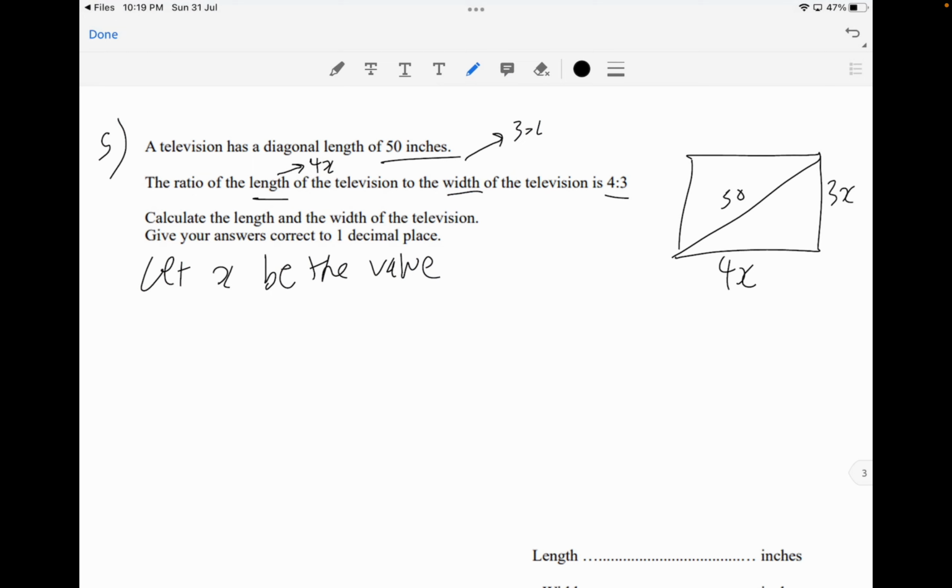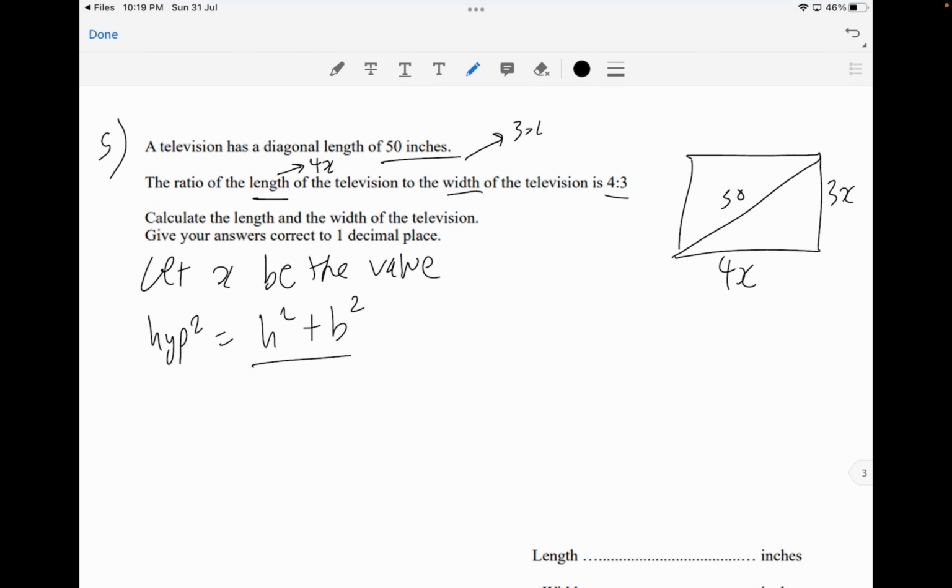of the television, and they've given you the diagonal length. All you need to do is just use Pythagoras theorem. So you're going to have the hypotenuse squared is equal to the height squared plus the base squared. Height just represents a height. Now the hypotenuse, which is given to us as 50, we're going to equate this.